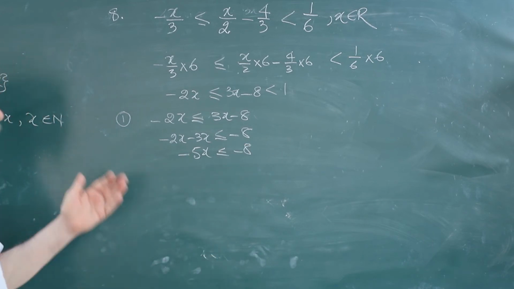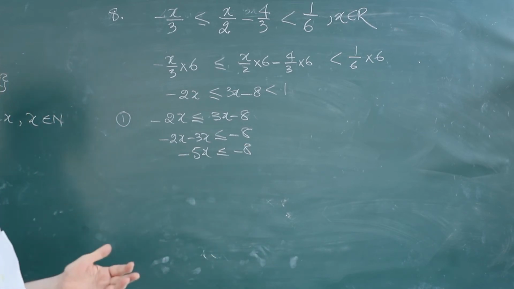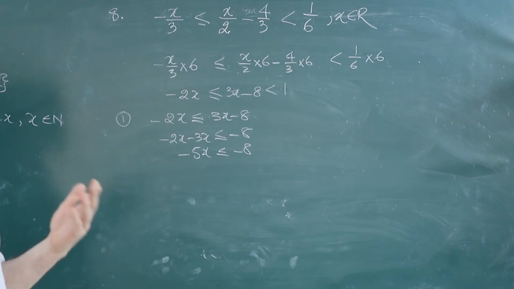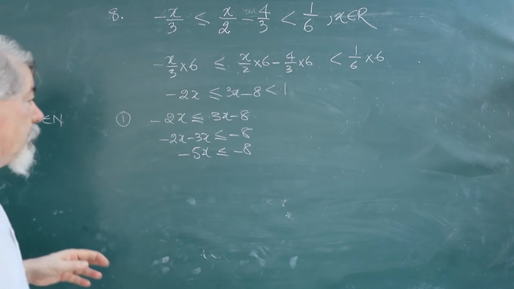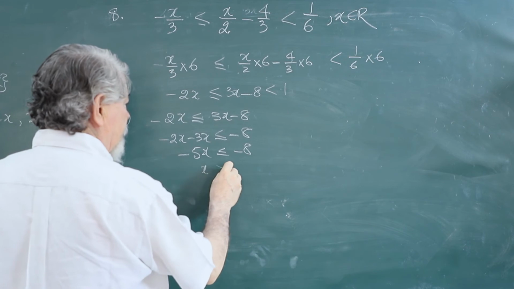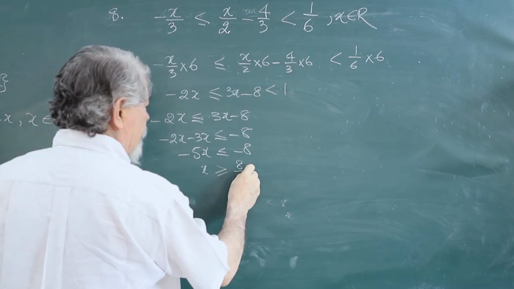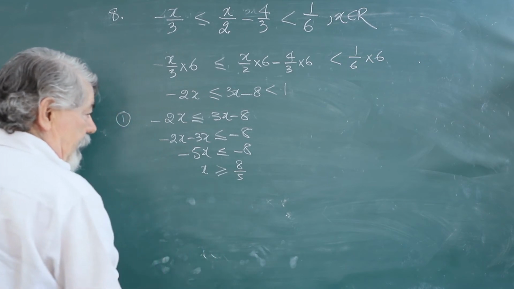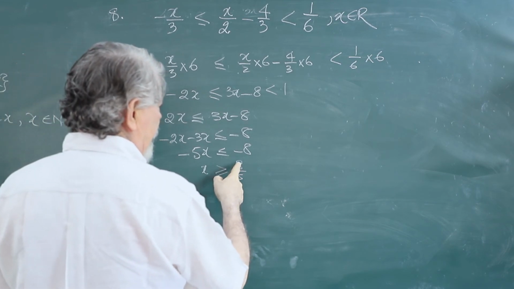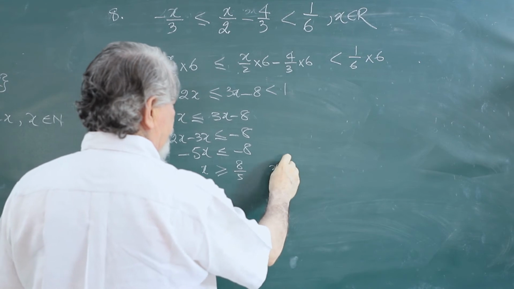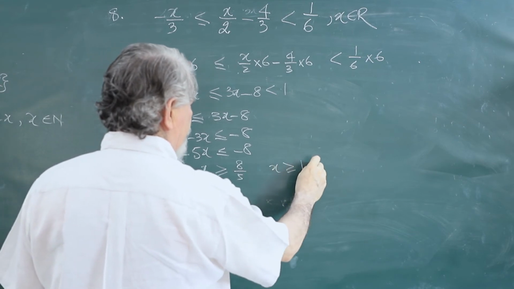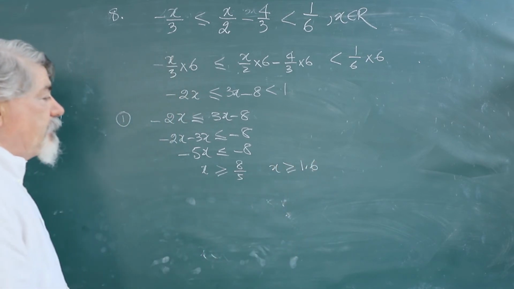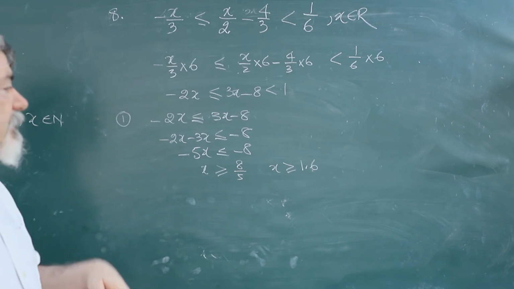Now I will divide both sides by negative 5. So when I am going to divide it by negative 5, the sign of inequality will reverse itself. So x will become greater than or equal to 8 upon 5. Because negative is on both sides, but the sign will change. And actually 5 on the 5, and 5 6s are 30. So x is greater than or equal to 1.6.